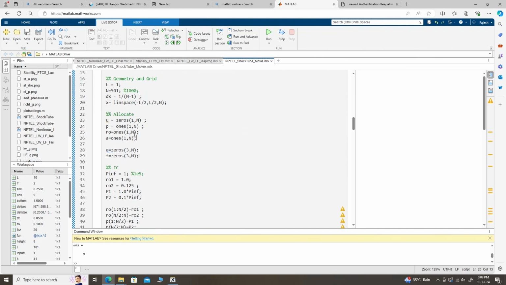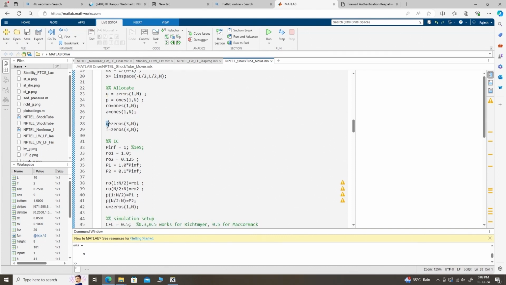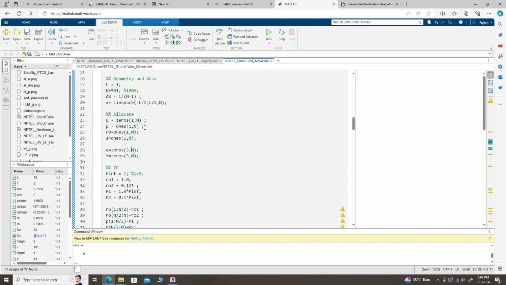I have defined the primitive variables u, p and rho. R is my density and a is basically my speed of sound. And q1, f, as I was telling you, are vectors, and all 3 will be updated at the same time. So its array size is 3 cross n, where n is the number of grid points. Similarly, flux is an array of 3 cross n.